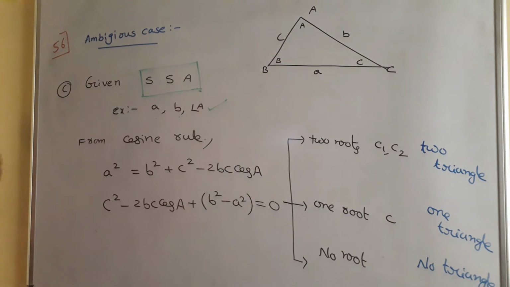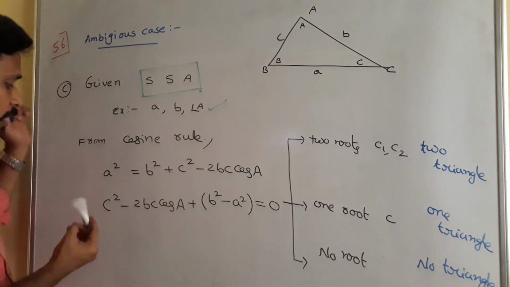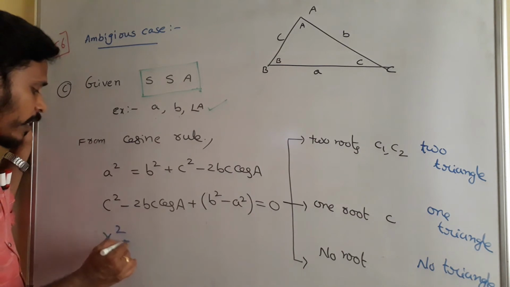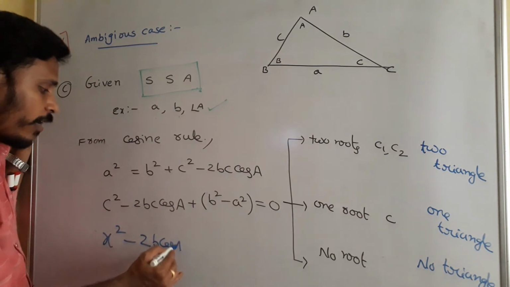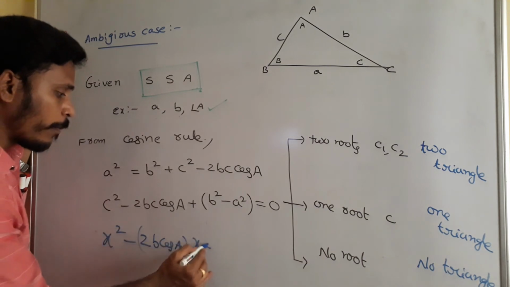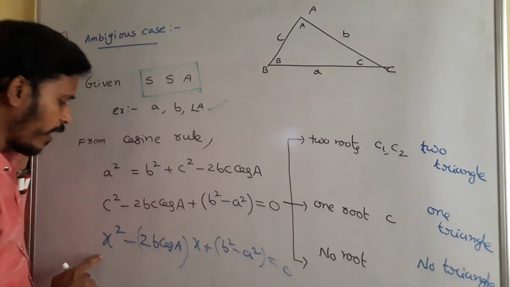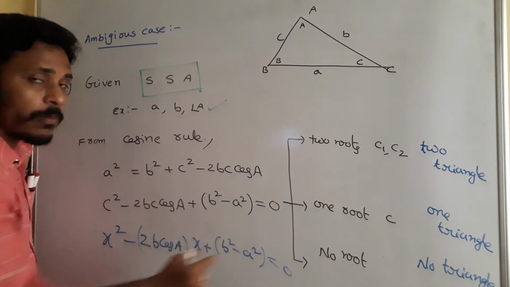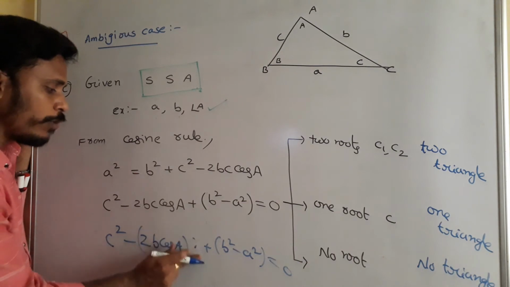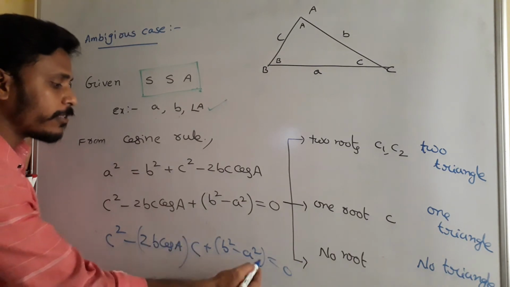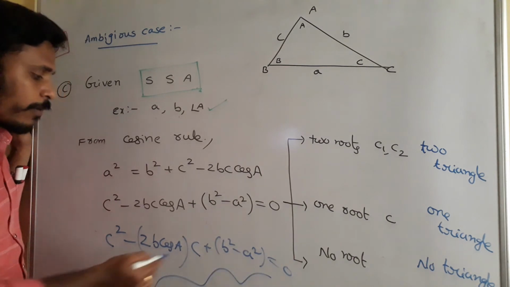It looks like a quadratic equation. If you treat c as x, it becomes x square minus 2b cos A into x plus b square minus a square is equal to 0. Just look: x square and something into x plus some constant. Here in place of x we have c. So c square minus 2b cos A into c plus b square minus a square is equal to 0. This is a quadratic in terms of c.